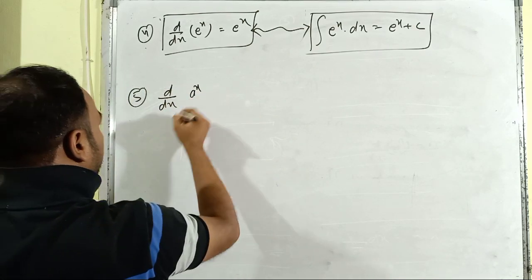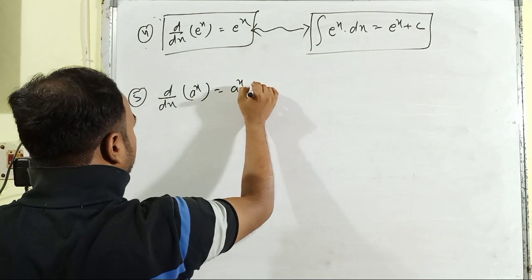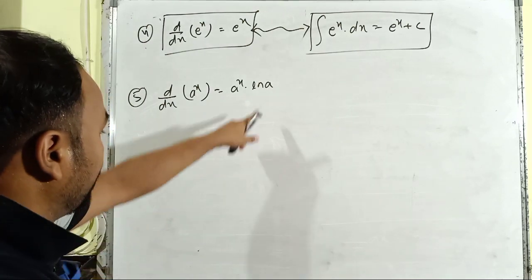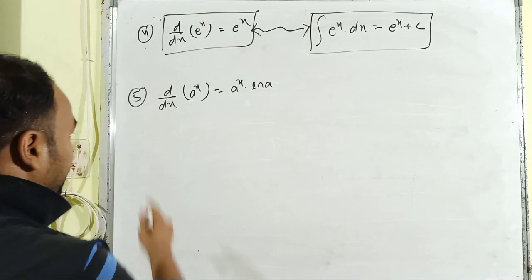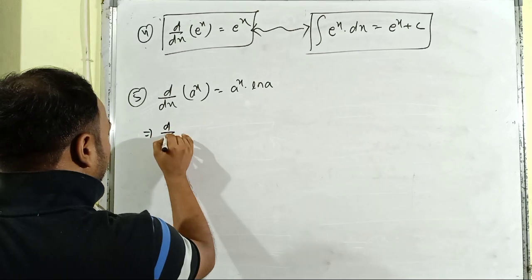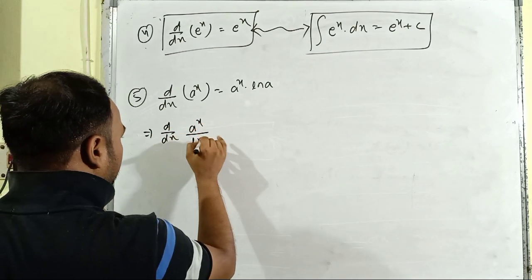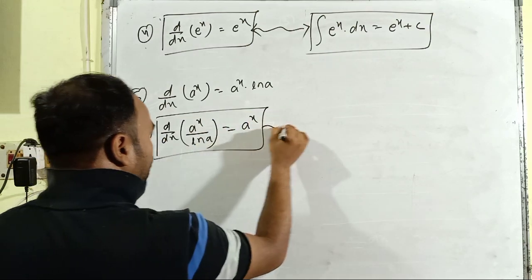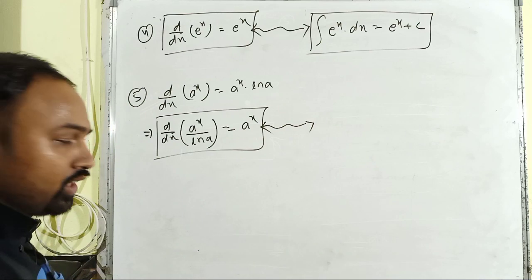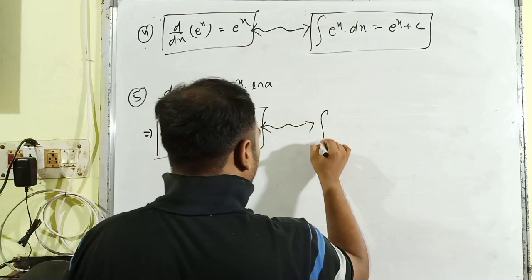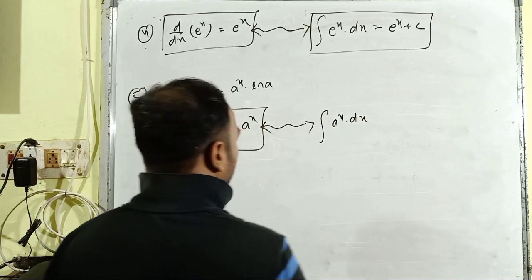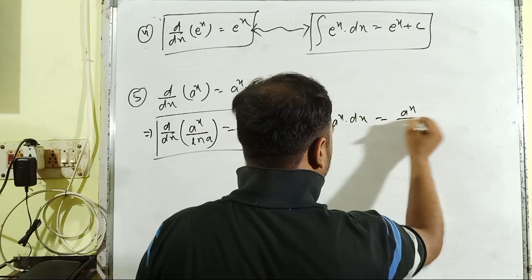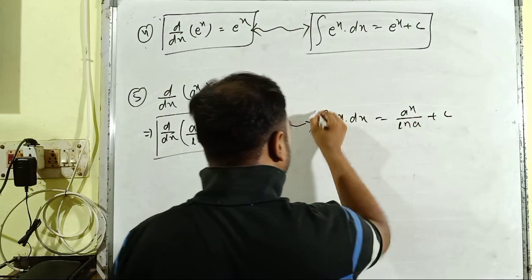Then derivative of a to the power x is a to the power x multiplied with ln a. But we have to shift this constant term towards the left hand side. So let us see what happens. Differentiation of a to the power x divided by ln a with respect to x is a to the power x, and we have to reverse this condition into the form of integration. So integral of a to the power x with respect to x is a to the power x divided by ln a plus any constant c.